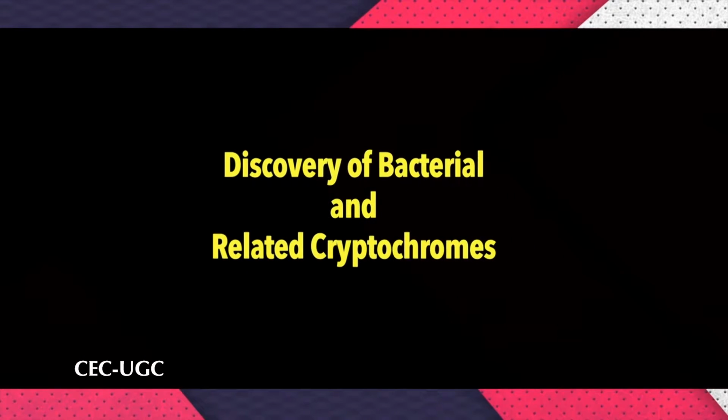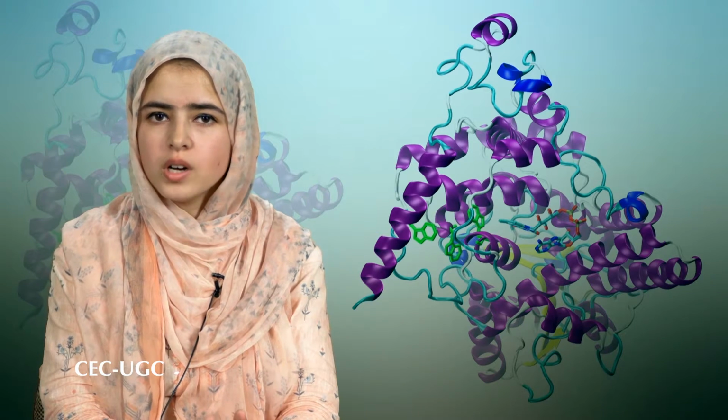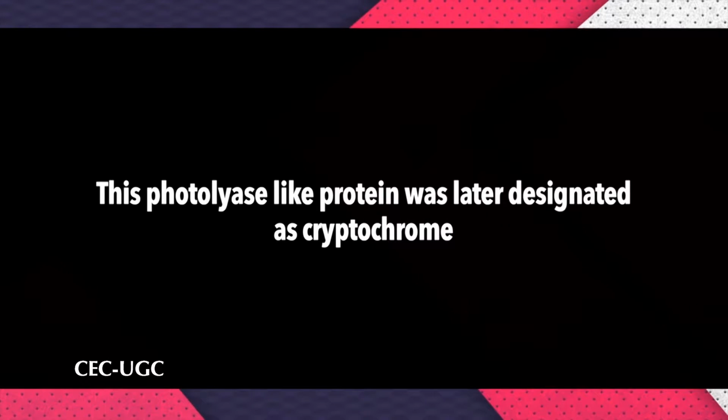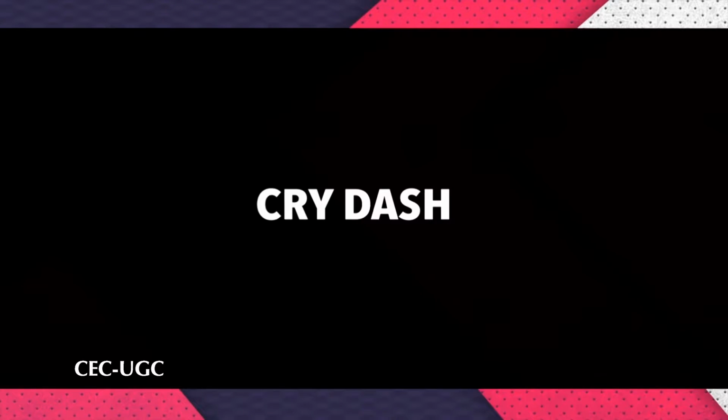Now, something about the discovery of bacterial and related cryptochromes. Cryptochromes were previously thought to be restricted to eukaryotic organisms only. However, they have also been identified from some bacteria. In Synechocystis, a photolyase-like sequence was identified which lacks photolyase activity. This photolyase-like protein was later designated as a cryptochrome. This cryptochrome sequence was named as CRY-DASH.